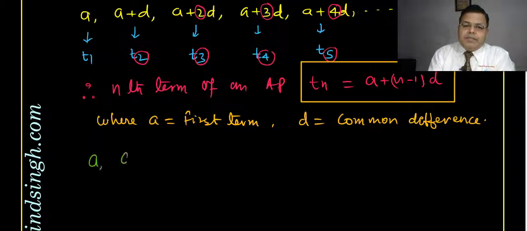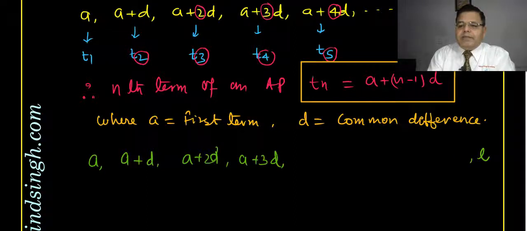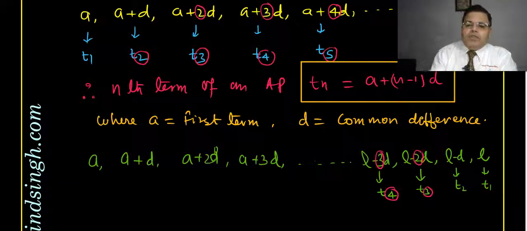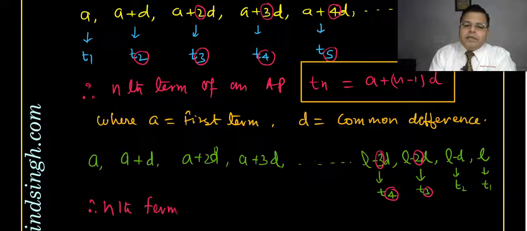For example, if the sequence is A, A plus D, A plus 2D, and A plus 3D, and L is the last term, then before that there will be a term D less. Here, D is less. And then there will be L minus 2D. And then there will be L minus 3D. So this is the first term from last, second term from last, third term from last, fourth term from last. Again, in similar fashion, if it is the fourth term, then the coefficient of D is 3. For the third term, the coefficient is 2. So in a similar way, we can write the nth term from last.